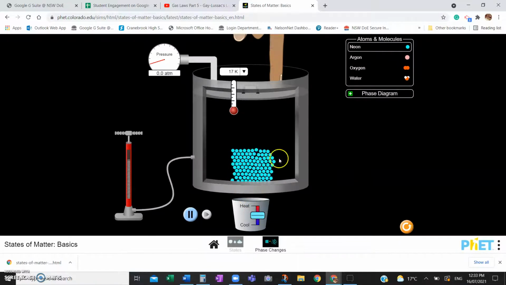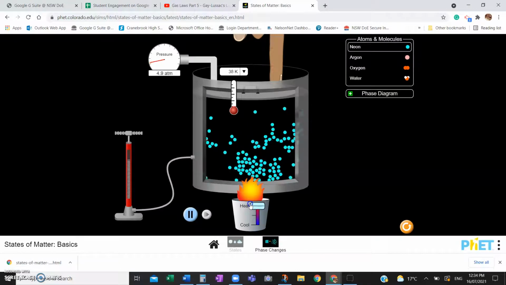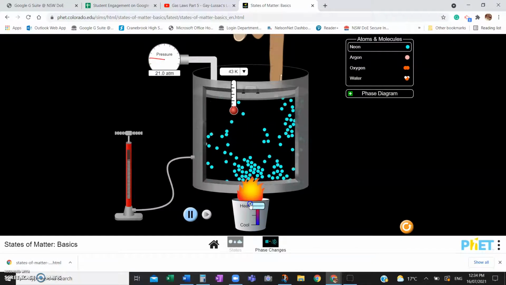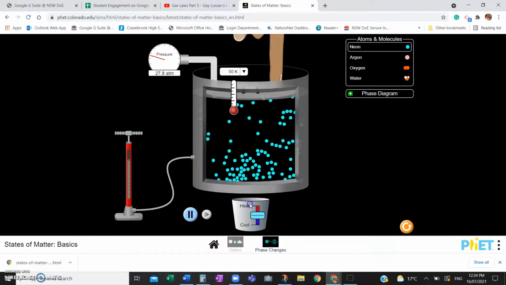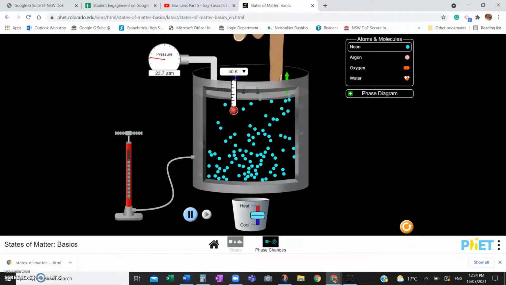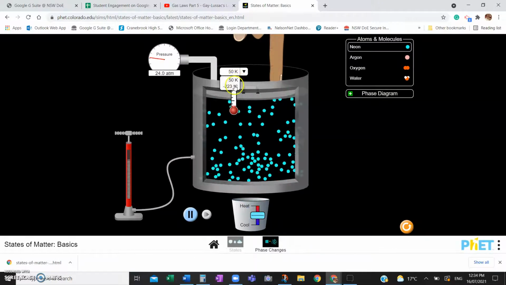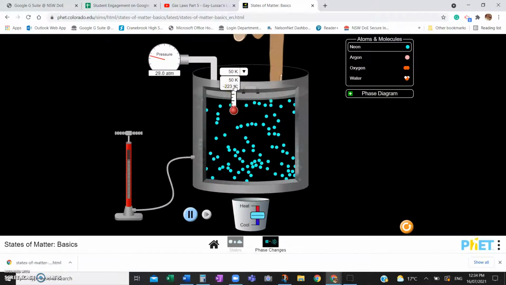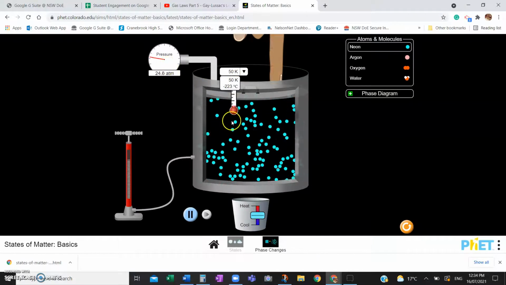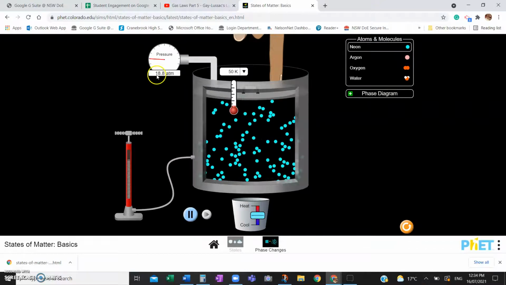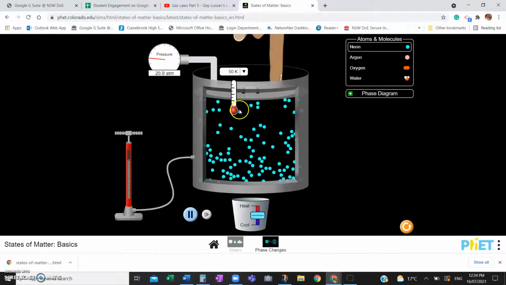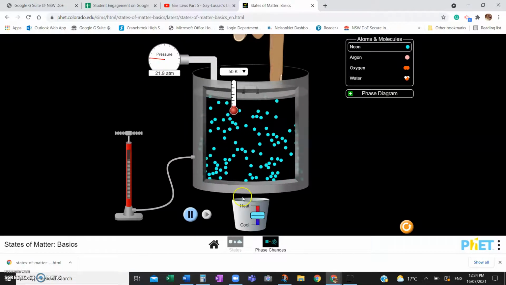Now this is a solid. So we want to study gases, so we need to make this into a gas. This is neon. You can actually have a look at some of the others. But what I want us to notice here, so increase in temperature, look at them all moving faster. Okay, we're at 50 Kelvin. It's a gas, minus 223 degrees Celsius. And you can see the pressure here is around 2018 atmosphere. I'm not heating it anymore, so it's just going to stay at the same temperature.